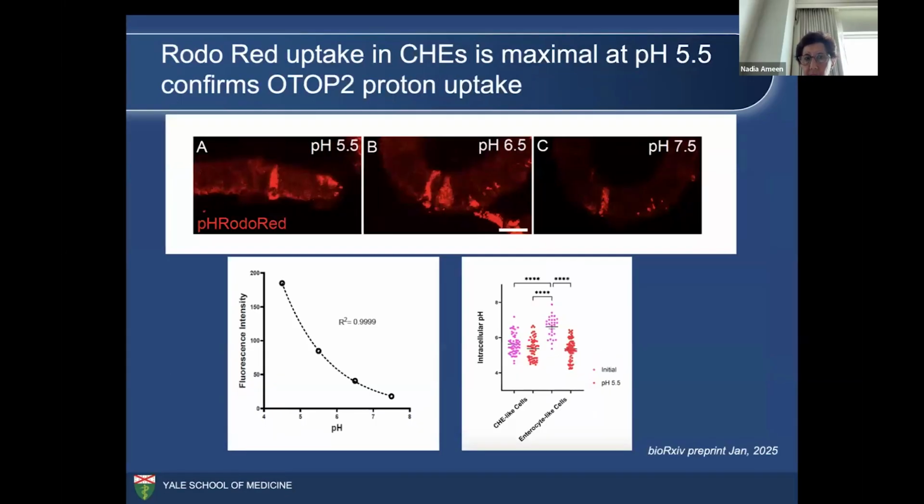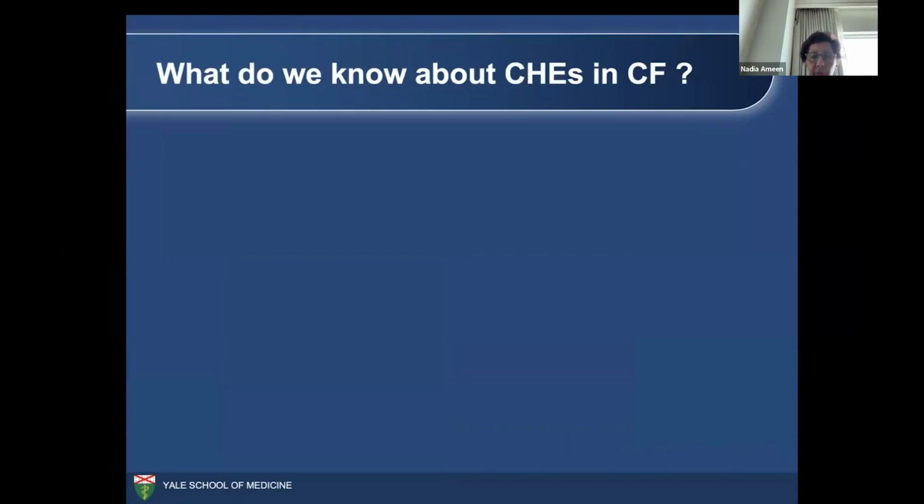So we did similar studies recently in the rat jejunum organoids using the same rhodo-red dye. And what we found is that the cheese cells are maximally taking up protons from the lumen under conditions consistent with CF when the pH is around 5.5, and you can see the image here on the left. So these studies indicate that the cheese cells are taking up protons when the lumen is acidic and putting the protons into the cell. Well, what do we know about cheese and CF?